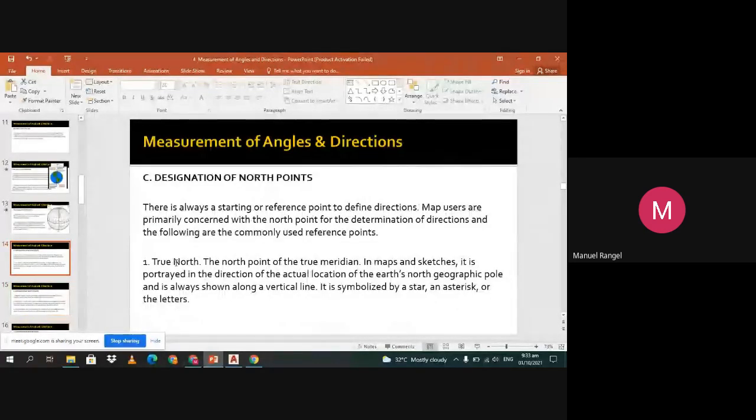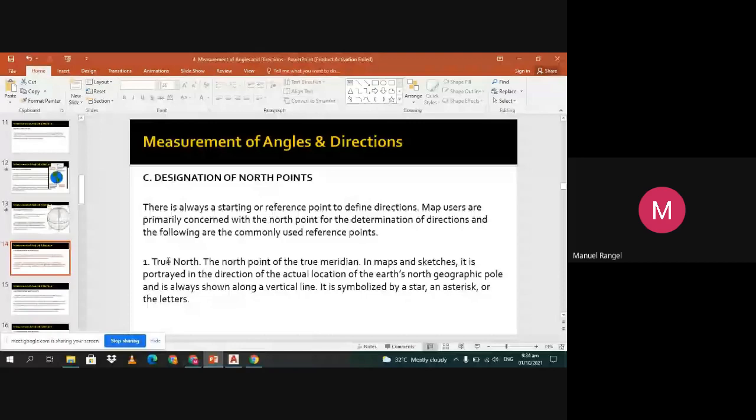Next is designation of north point. So there is always a starting or reference point to the defined direction. Map users are primarily concerned with the north point for the determination of directions, and the following are the commonly used reference points. From the meridian, naapot tayo ginatawag na true north. Kung ang gamit nimo ay true meridian, base nimo is true north, the north point of the true meridian.